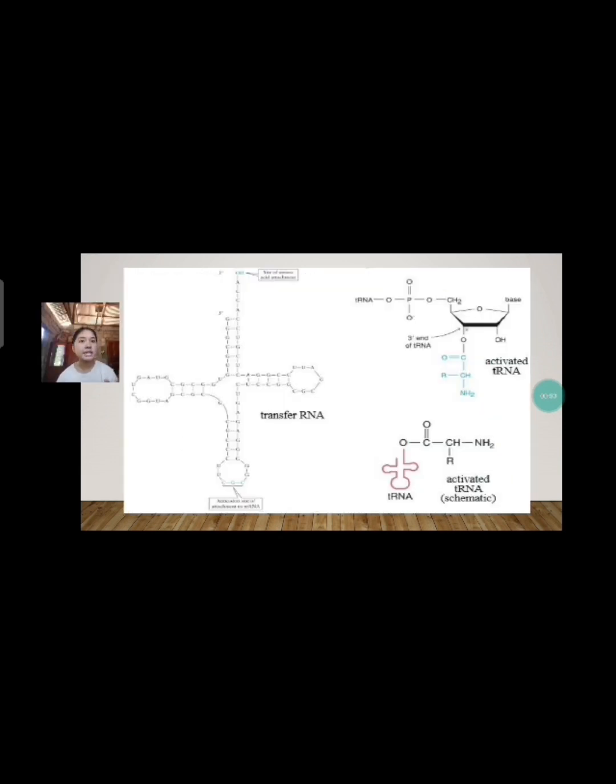As you have seen in the picture, you can see the site of amino acid attachment down to the anticodon, the site of attachment to mRNA. So this is called the transfer RNA, and you have seen the activated tRNA and the activated tRNA schematic.